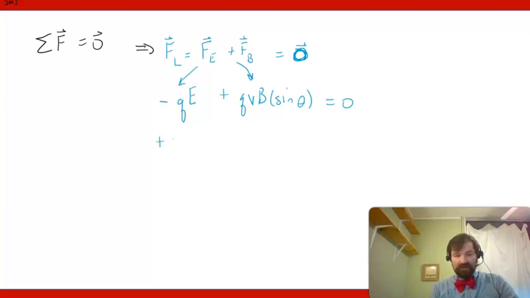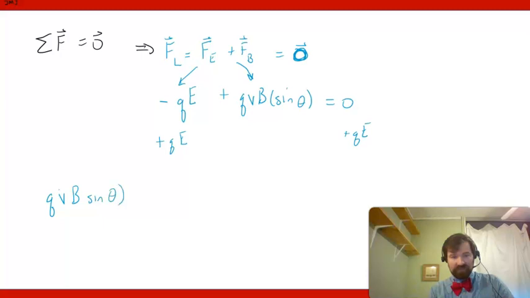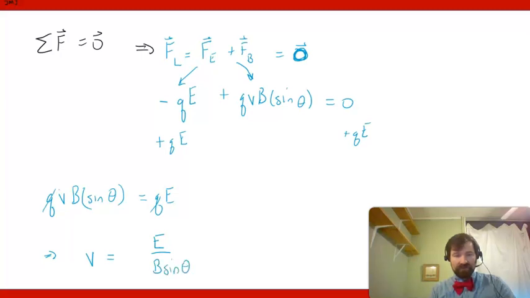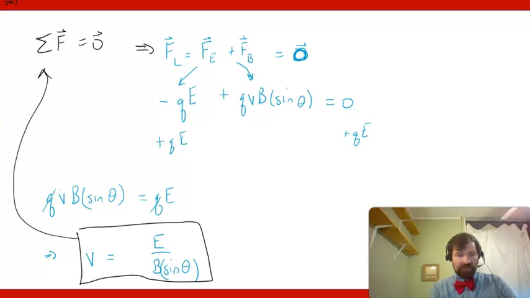Add this to both sides of the equation, reverse the sides, and you get Q times V times B times sine of theta is equal to Q times E. That means that V is equal to, I can cancel off the Q's from both sides, E divided by B times sine theta. So this right here is your velocity, which will make this happen.